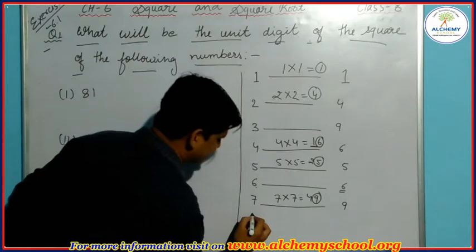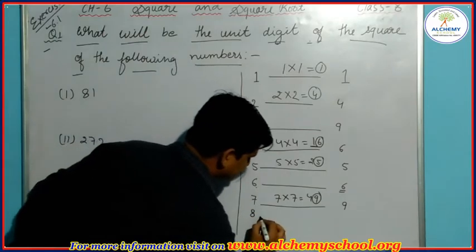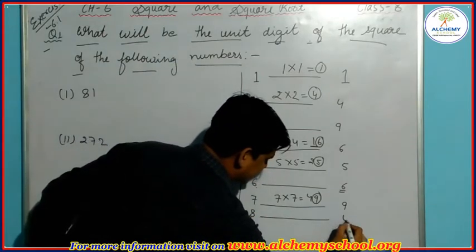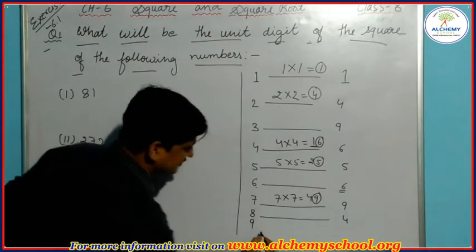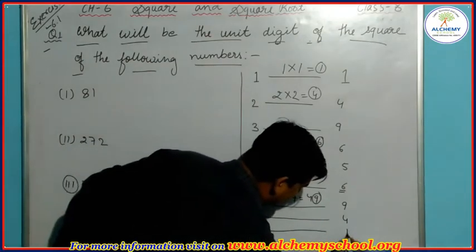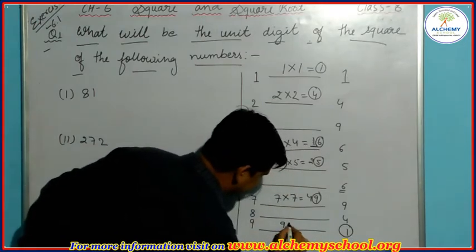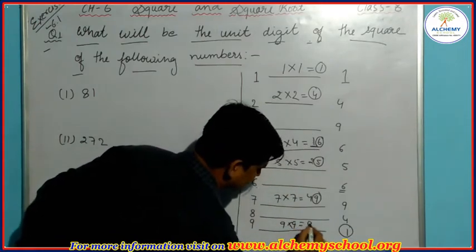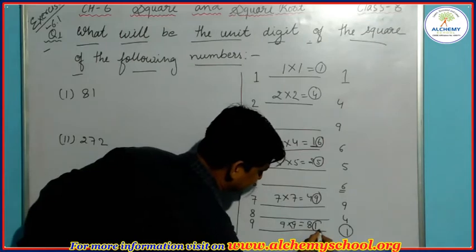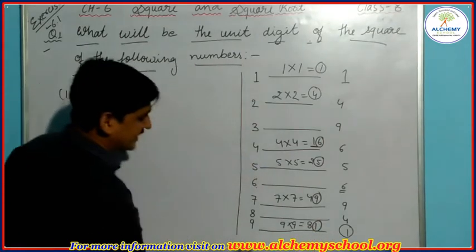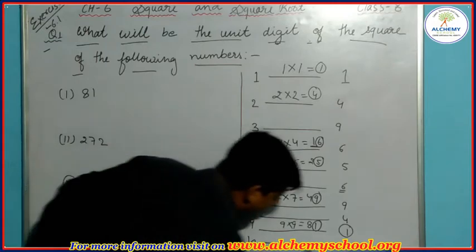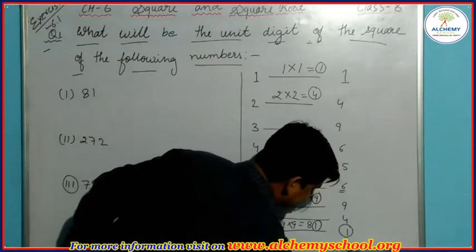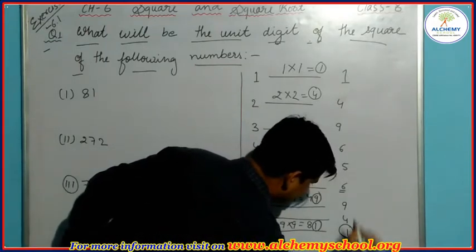The same way, if any number contains 8, the square of that number contains 4 on its unit place. If any number contains 9, the square of that number contains 1 on its unit place, because 9 into 9 is equal to 81 and in 81 the unit place is 1. If any number contains 0 on its unit place, the square of that number also contains 0 on its unit place.